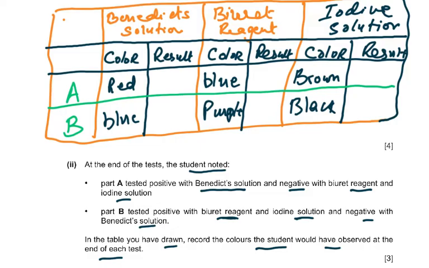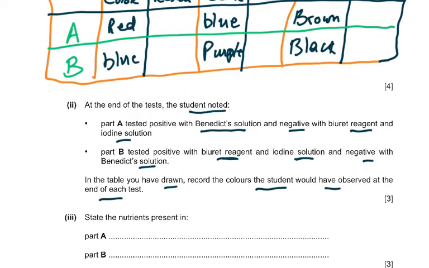Benedict solution tells you about reducing sugars. Biuret tells you about protein. Iodine tells you about starch. It says state the nutrients present in A. So A was positive with reducing sugar. So it contains reducing sugar, you could have said.